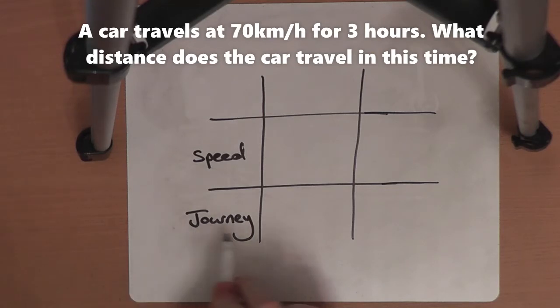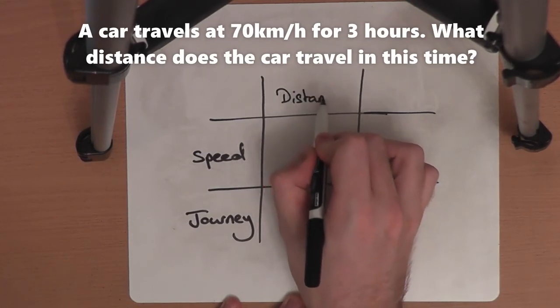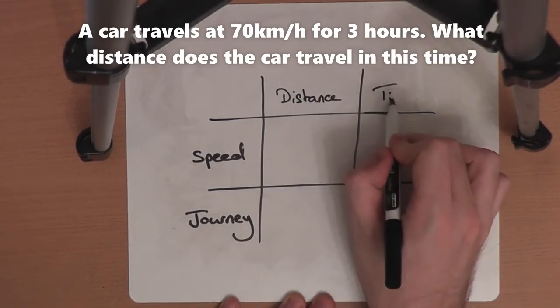We could call this whatever we want. We could call it car if we like. I'm going to call it journey because this will work for any table. It's generic enough. I'm then going to have a column here for distance, and I'm going to have a column here for time.